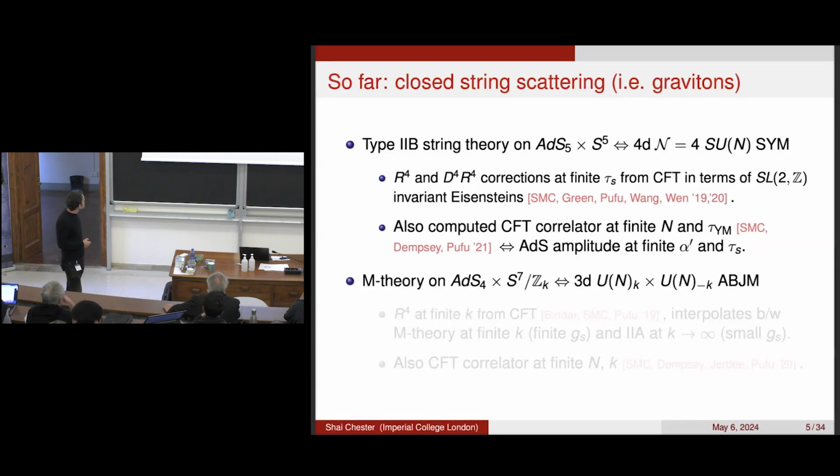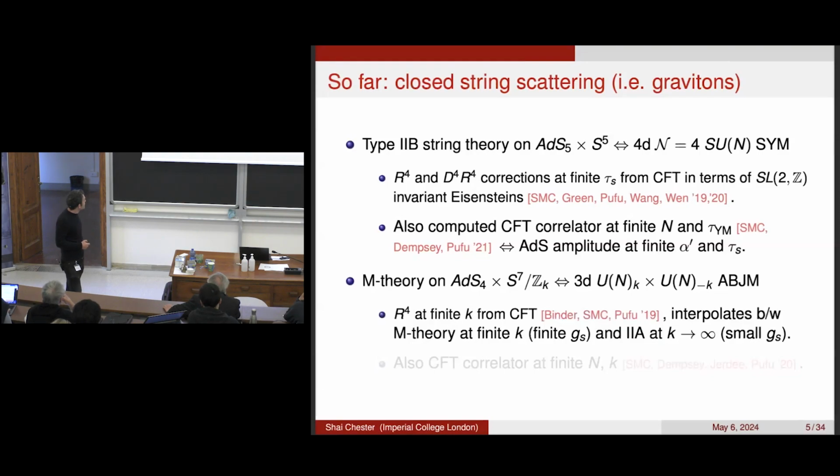Another application of this program was to study M theory on AdS4 x S7/Z_k. So this theory of quantum gravity is dual to a CFT in 3 dimensions called ABJM. And in this case, we were also able to compute the first higher derivative correction, R^4, which in this case kind of interpolates between M theory and type IIA string theory.